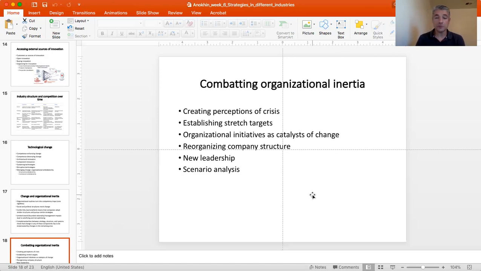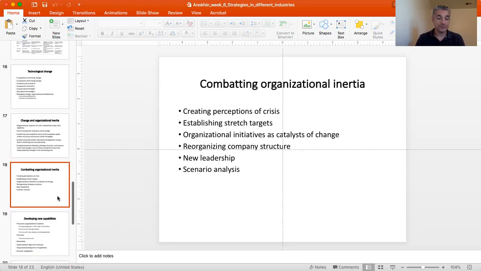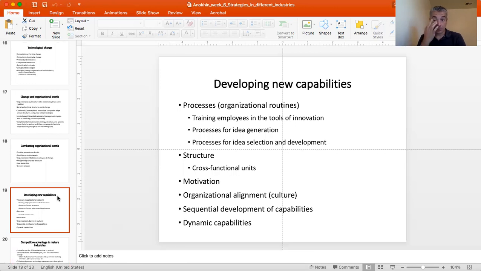And you also engage in scenario analysis. The idea being is, if you know of a potential change, you can think it through. You may have strategies, those contingency strategies that you will be choosing from depending on where the situation goes. So that is essential. You oftentimes have to develop new capabilities when dealing with change and industry evolution. You have to put processes in place, the so-called organizational routines, such as training employees in the tools of innovation.